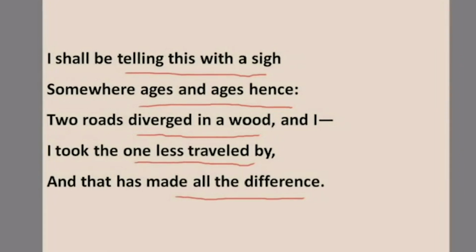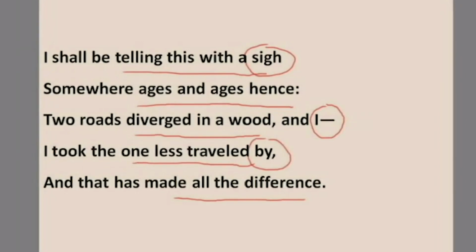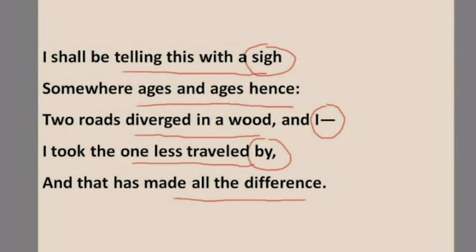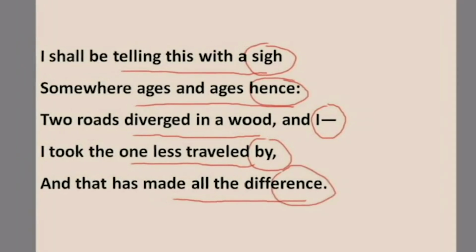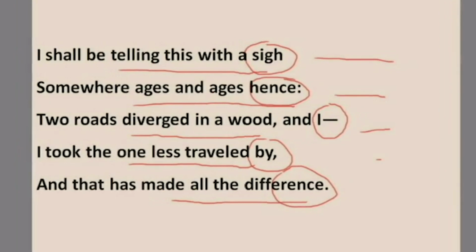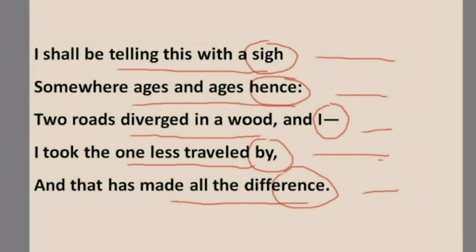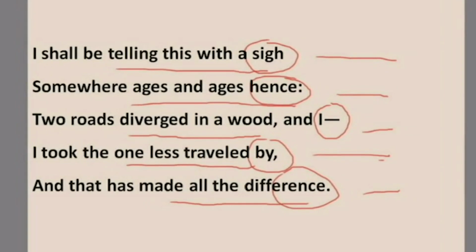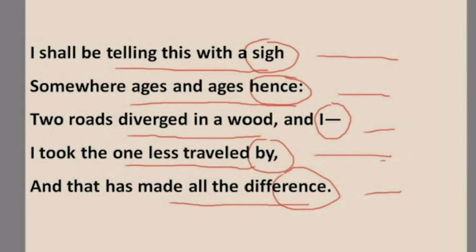Now let us again look at the rhyming words. We have got sigh, we have I, we have by. These three words have the same ending sound. We have hence, difference. These two have the same ending sound. As far as the rhyming pattern is concerned, I want you to do it for yourself. With this, we have come to the end of the poem, The Road Not Taken by Robert Frost.